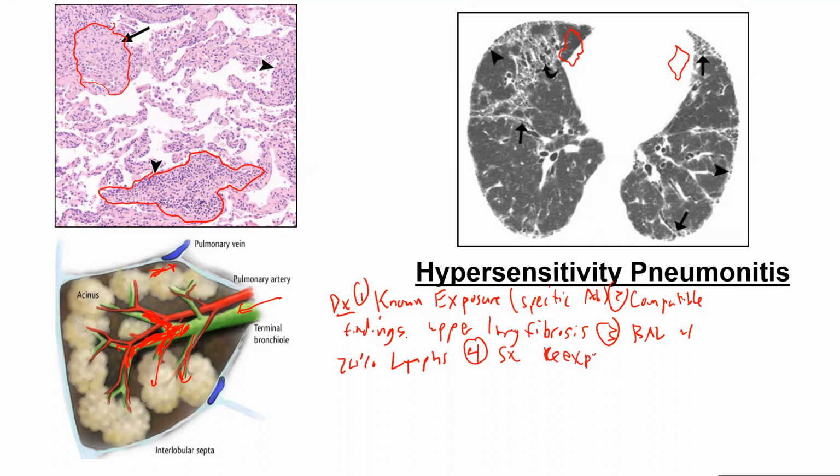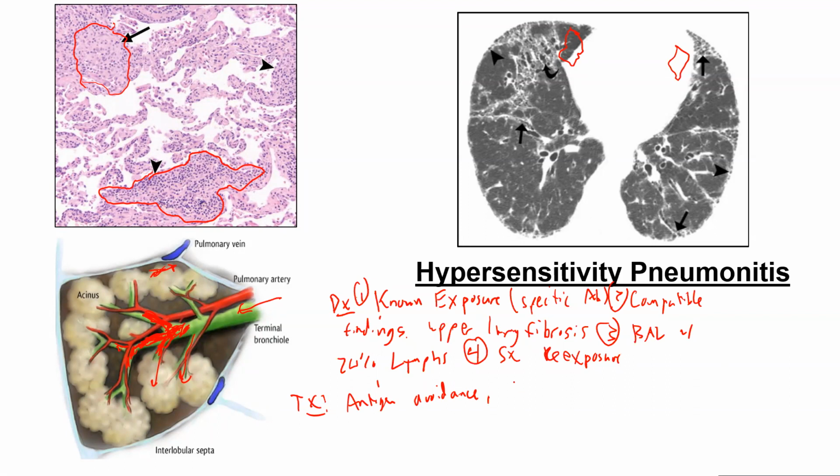So you don't need all of these clinical findings, but it's the culmination of these clinical findings that allows you to diagnose hypersensitivity pneumonitis. So treatment, first, is antigen avoidance. That's really, really important, because you're really treating the underlying problem when you do antigen avoidance.